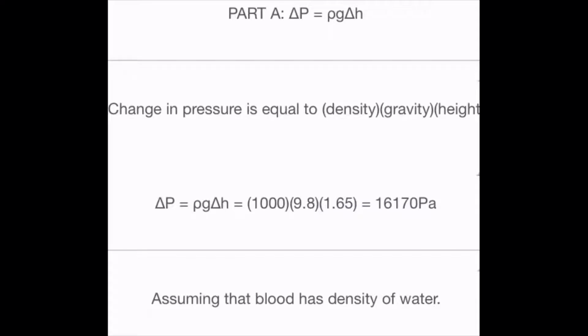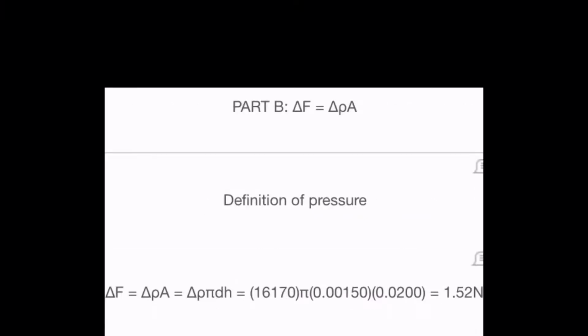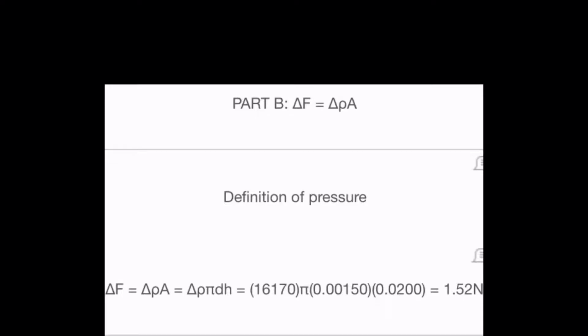Plugging in our values to our formula, we would arrive at the value of 16,170. For part B, we will use the definition of pressure, which has the formula change of force is equal to the change of pressure times the area of our vessel, which is a cylindrical segment that has an area of pi times the diameter times the length, which is also the height.